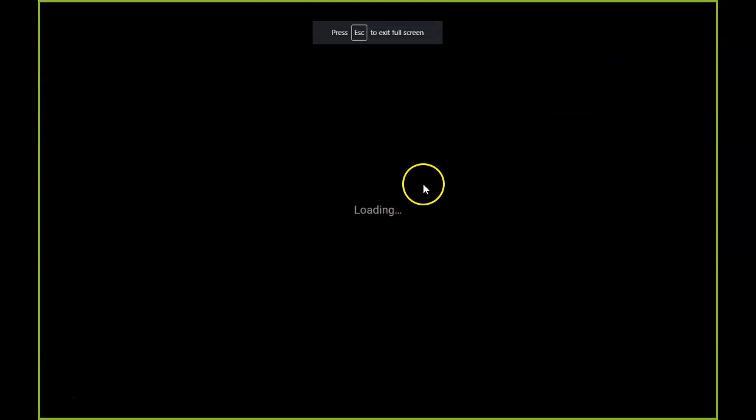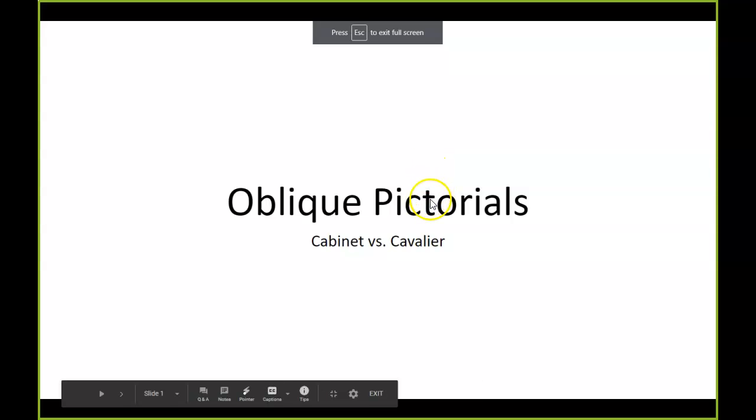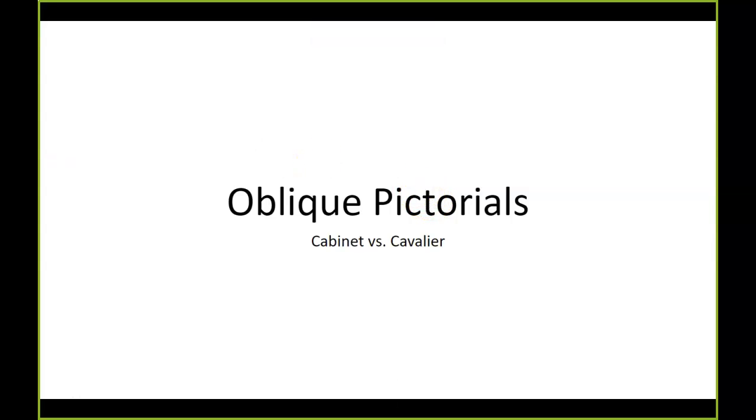Oblique pictorials. So far in this class, we have discussed isometric when we were doing sketches, and we've discussed orthographics at the beginning, right? Isometrics was a three-view drawing, or a three-dimensional drawing. Orthographic was our front, top, side, what we just finished here. Today we're going to talk about our third drawing style, which is an oblique, or an oblique pictorial.